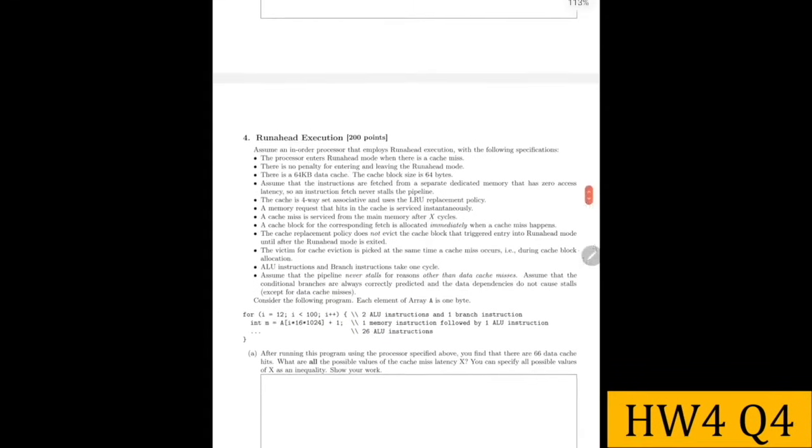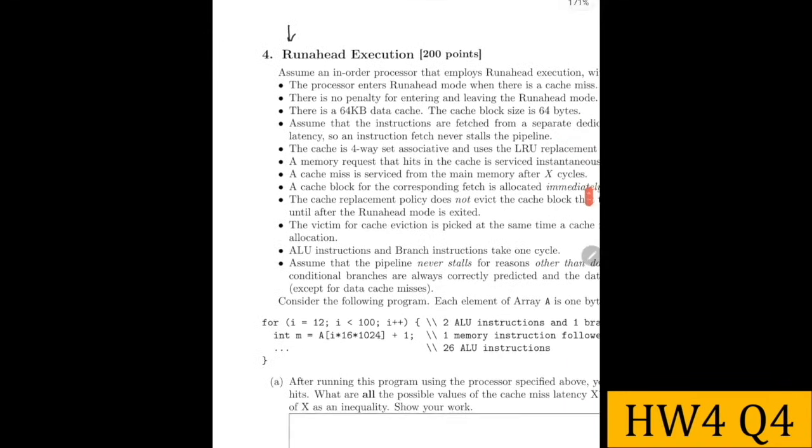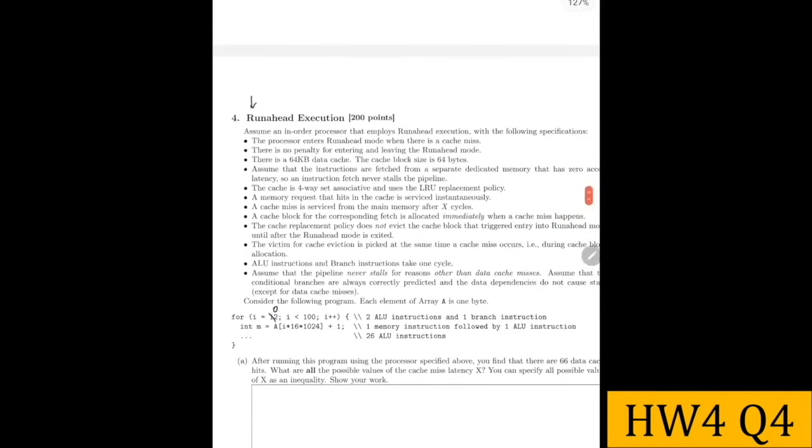Hi everyone, so I'm going to explain to you the exercise from homework 5, which is run-ahead execution. To make clear, there is a mistake in the exercise, in the question. The loop in the code doesn't start from 12, it starts from 0. So we'll send an email regarding that. So let's see the questions in the exercise.